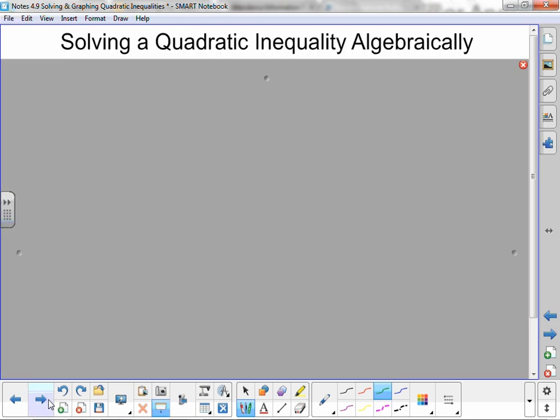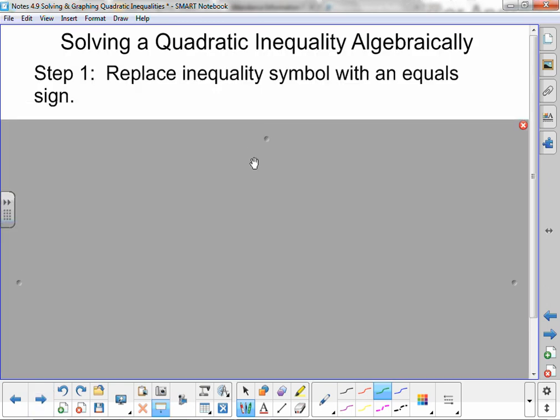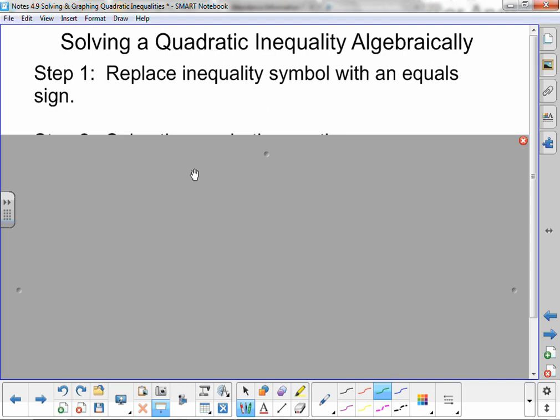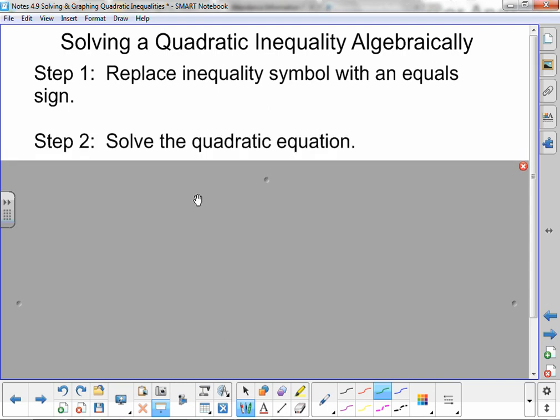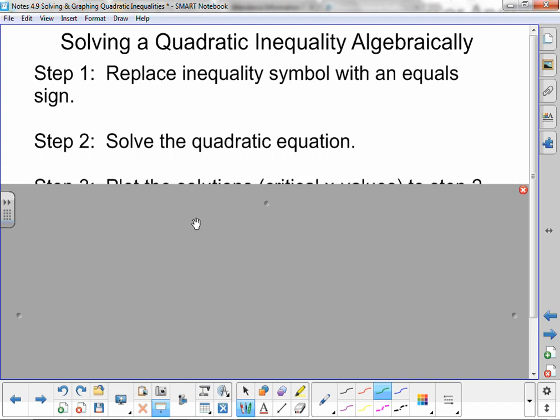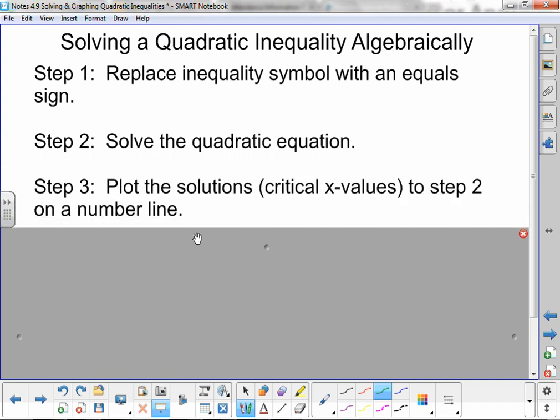All right, so first, replace the inequality symbol with an equal sign. That will turn into a quadratic equation. Once you have a quadratic equation, you're going to solve that equation. Once you solve that equation, you're going to plot the solutions, also known as critical x values, that you found in step 2 on a number line. That number line is actually going to be your x-axis.